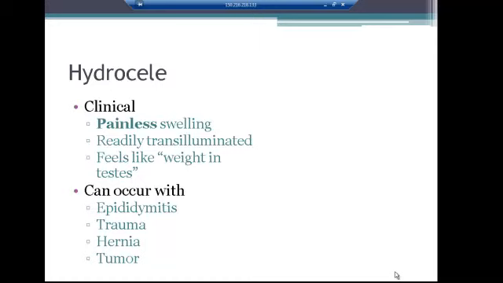Hydroceles can occur with epididymitis, which you're going to discuss in a lecture later in the week, trauma, hernias, and tumors. Or they can just happen on their own.